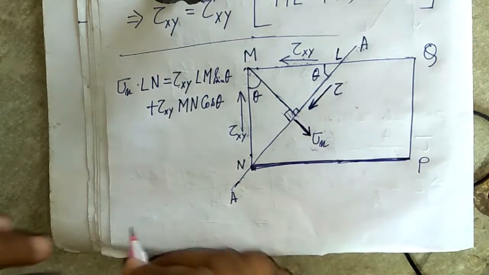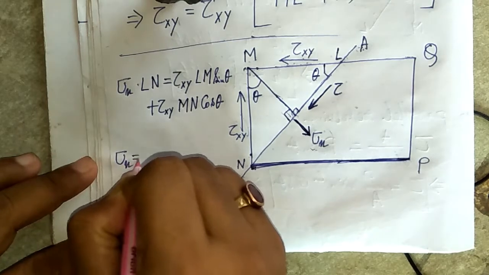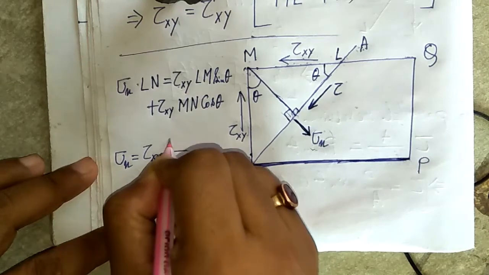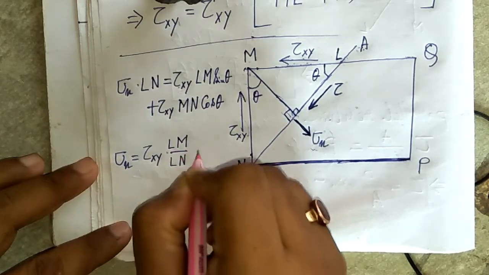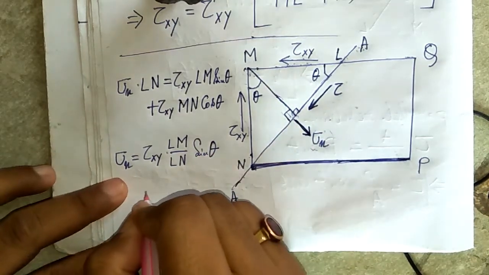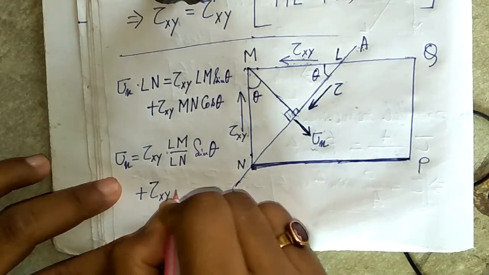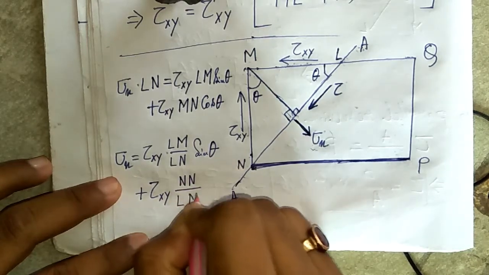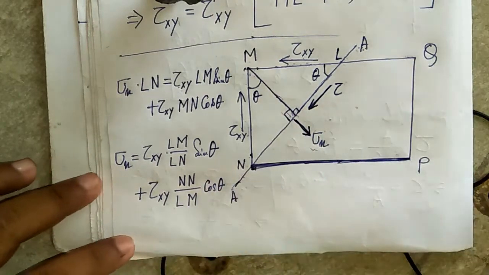So the normal stress sigma n equals tau xy into lm by ln sin theta, plus tau xy into mn by ln cos theta.